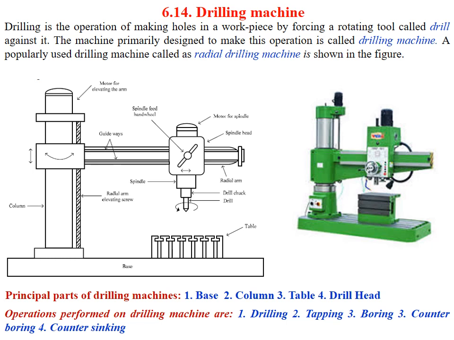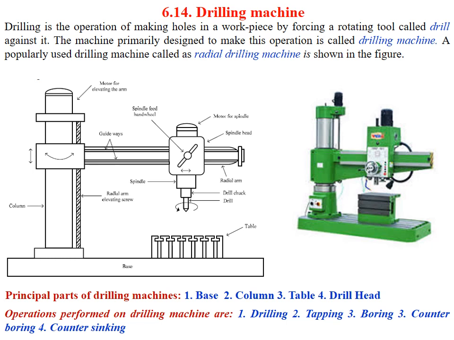Table. The table of the drilling machine supports the workpiece or other work-holding devices. Drilling head. It is mounted on the top of the column and supports the spindle head and the motor. Operations performed on the drilling machine are drilling, tapping, boring, counter-boring, and counter-sinking.